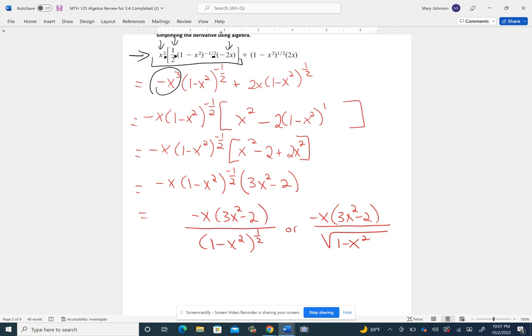And then on the second piece, all I did was write the 2x in front and left the 1 minus x squared to the positive 1/2 at the back. All right, so this is the little idea that works really well to give you a very nice and clean looking final answer. Do you see how this 1 minus x squared is the base of both of these? What you can do is take the smaller exponent, so the negative 1/2. So take 1 minus x squared to the negative 1/2 and factor that out.